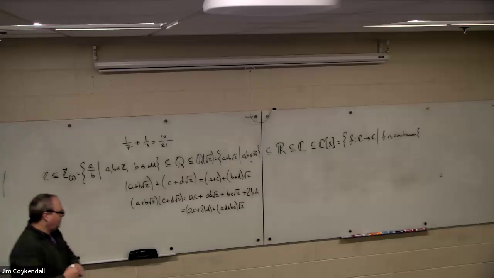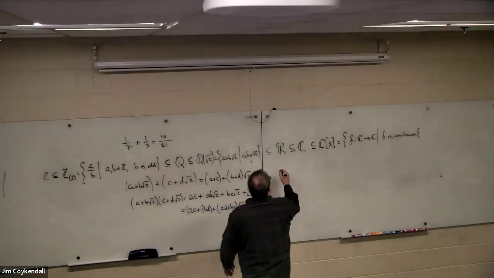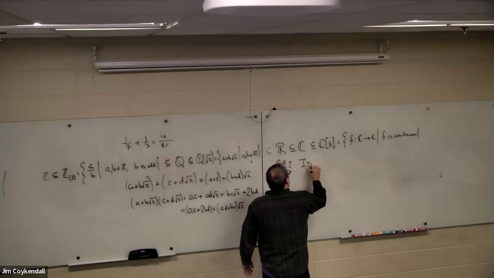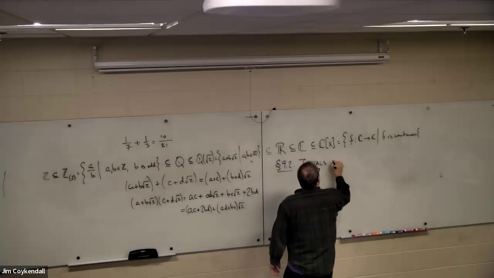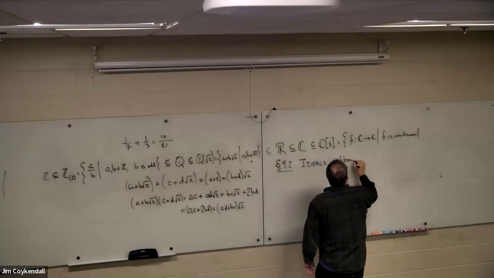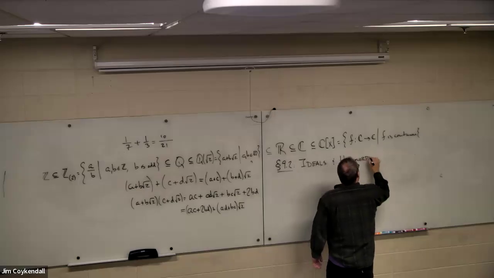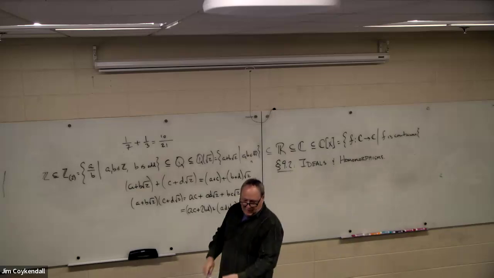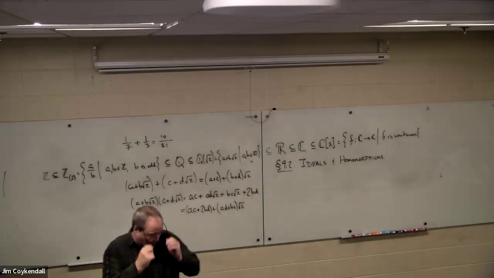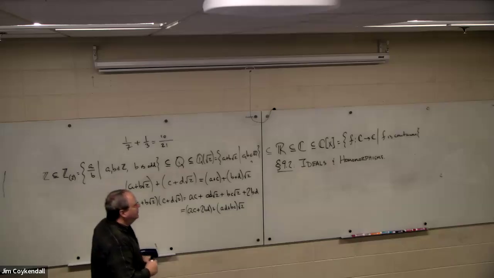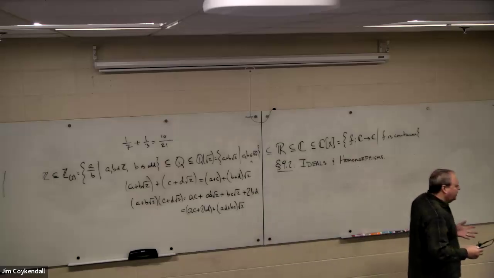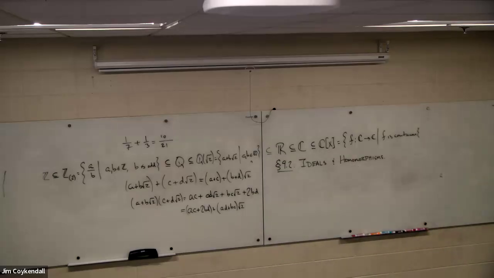Now, this is a good kind of segue here. Okay, so now we're ideally getting back to your question. Ideals and homomorphisms. So when we looked at groups, our first algebraic structure, then we talked about subgroups. It's a little baby group inside the parent group.